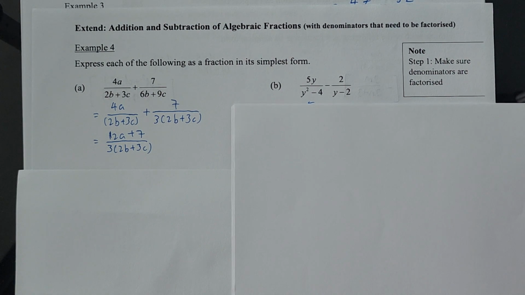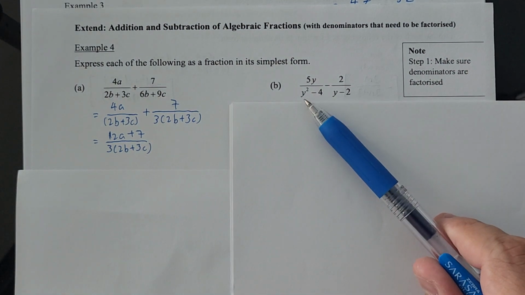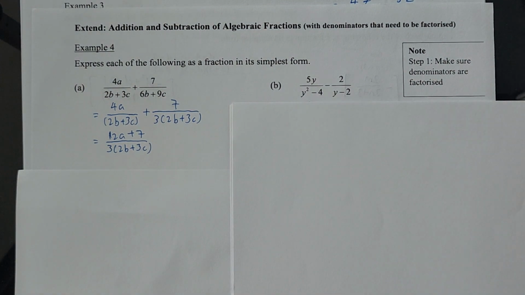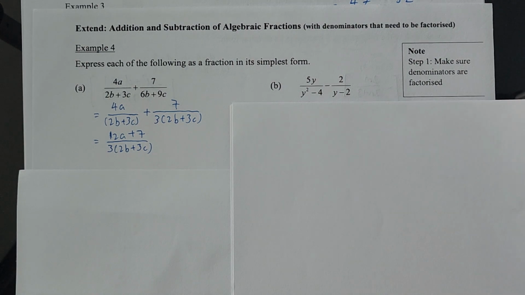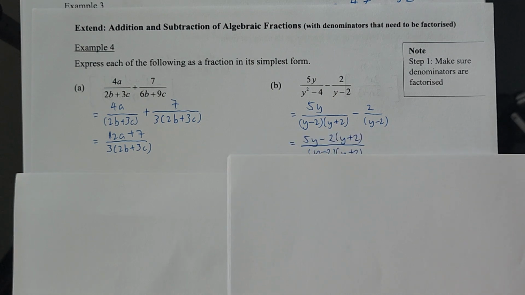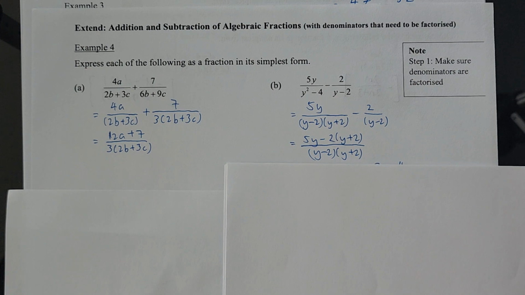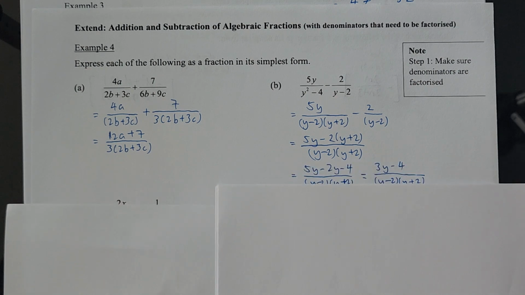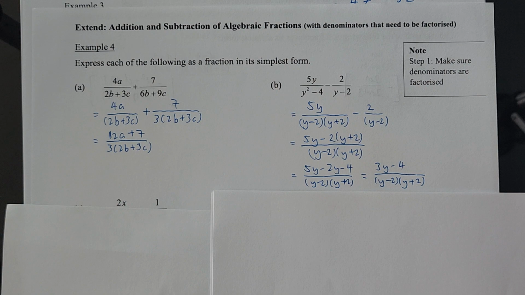Same thing for b. Now you can see y squared minus 4. This is actually under the chapter on factorization. It is a special product, y squared minus 2 squared, so what you will have is y plus 2, y minus 2, or in this case y minus 2, y plus 2. Then for the second fraction, multiply numerator and denominator by y plus 2, expand and simplify. You get your answer 3y minus 4 over y minus 2, y plus 2.